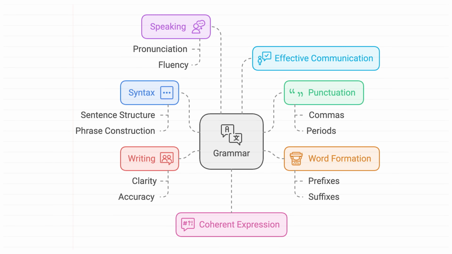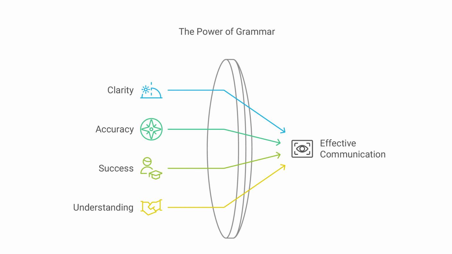What is grammar? Grammar is the set of rules that explain how words are used in a language. It's the foundation of clear communication, helping us express our thoughts and ideas effectively. Understanding grammar is crucial for several reasons. It allows us to communicate clearly and avoid misunderstandings.